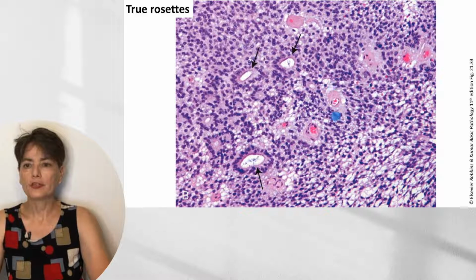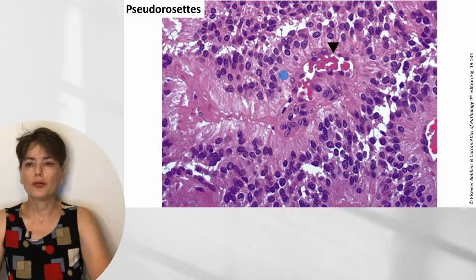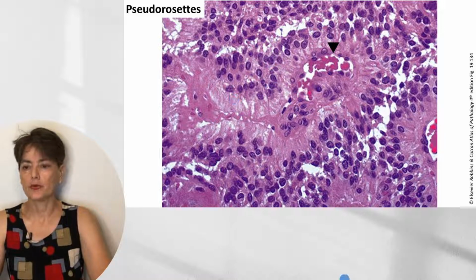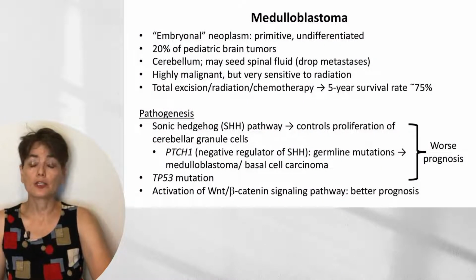Now these here are pseudo-rosettes, but they're not optimal, so let me show you a better picture. Here is one where you can see these palisaded nuclei. Here's that central vessel, and here are these fibrillar processes reaching towards that vessel. So these are pseudo-rosettes. This brings us to the last tumor that I'm going to talk about before we go into the familial tumor syndromes.